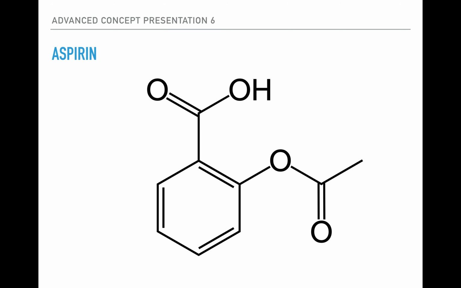Here's the structure of aspirin. Aspirin, also known as acetylsalicylic acid, or ASA, is a nonsteroidal anti-inflammatory drug that blocks the family of enzymes known as cyclooxygenases, otherwise known as COX. Aspirin targets and blocks two enzymes in the cyclooxygenase family, COX-1 and COX-2. Aspirin irreversibly inhibits COX-1 and modifies the enzymatic activity of COX-2.